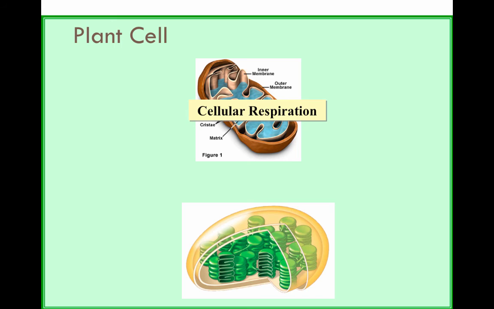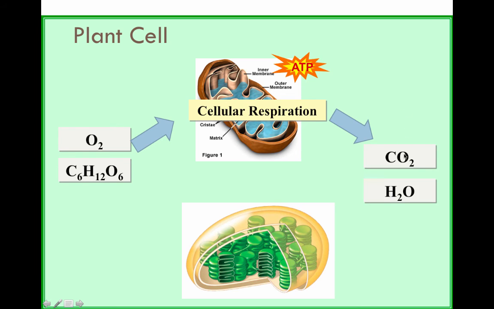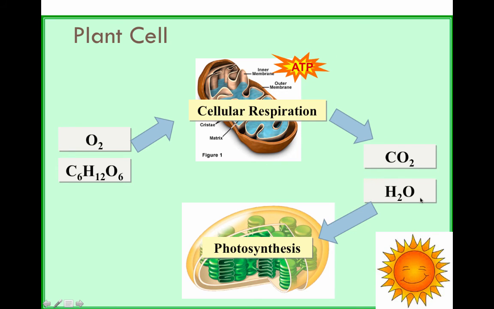So let's look at how this works in a plant cell. In a plant cell, oxygen gas is used in cellular respiration, and so is glucose. So oxygen and glucose go into a mitochondria of a plant cell. In cellular respiration, you produce carbon dioxide, water, and some ATP. That CO2 and that water are used in photosynthesis along with light energy inside the chloroplast of a plant cell. And they produce oxygen and glucose.